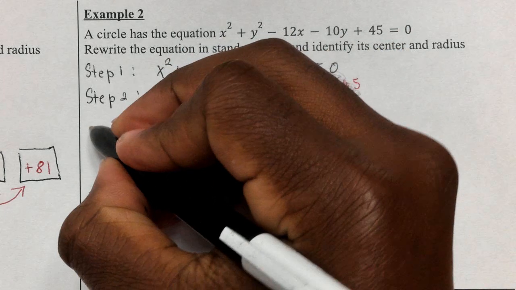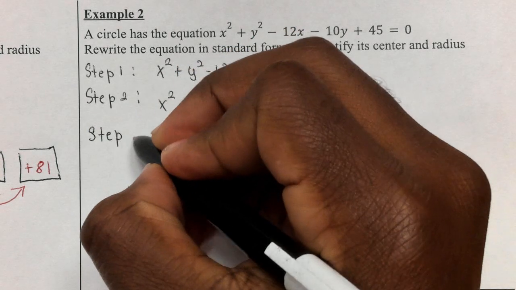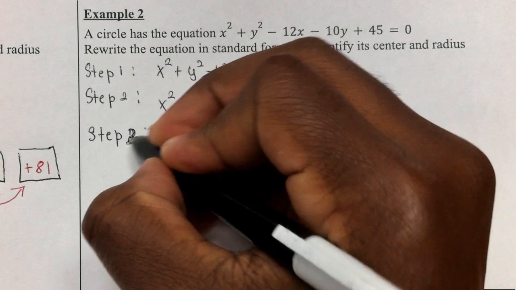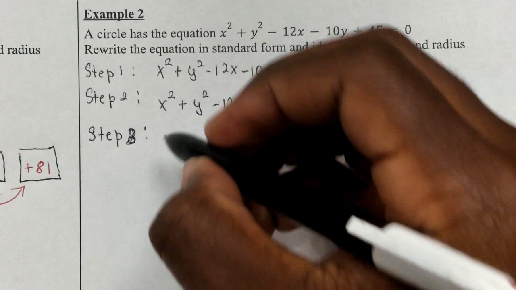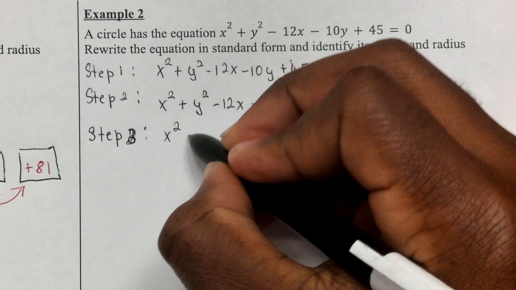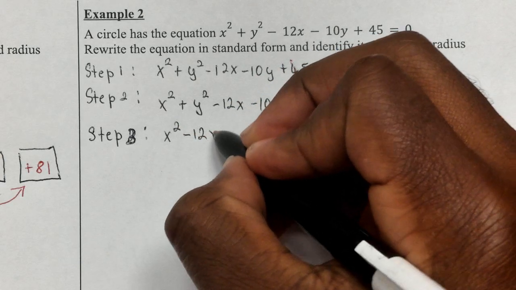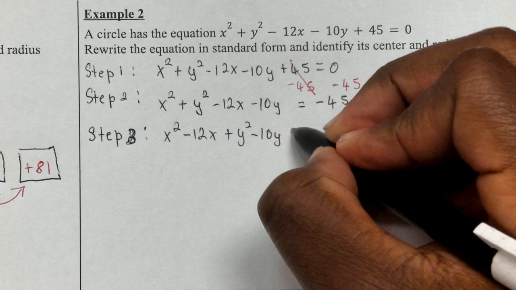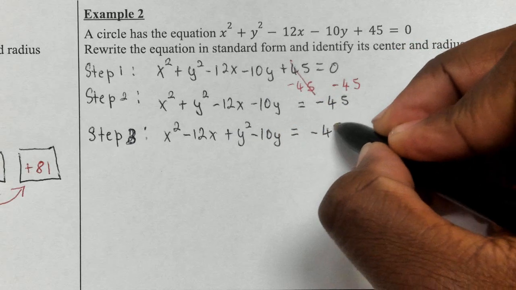Now I'm going to reorder my equation so that the x squared and the x term are beside each other, and the y squared and the y term are beside each other. So I have x squared minus 12x plus y squared minus 10y equal to negative 45.